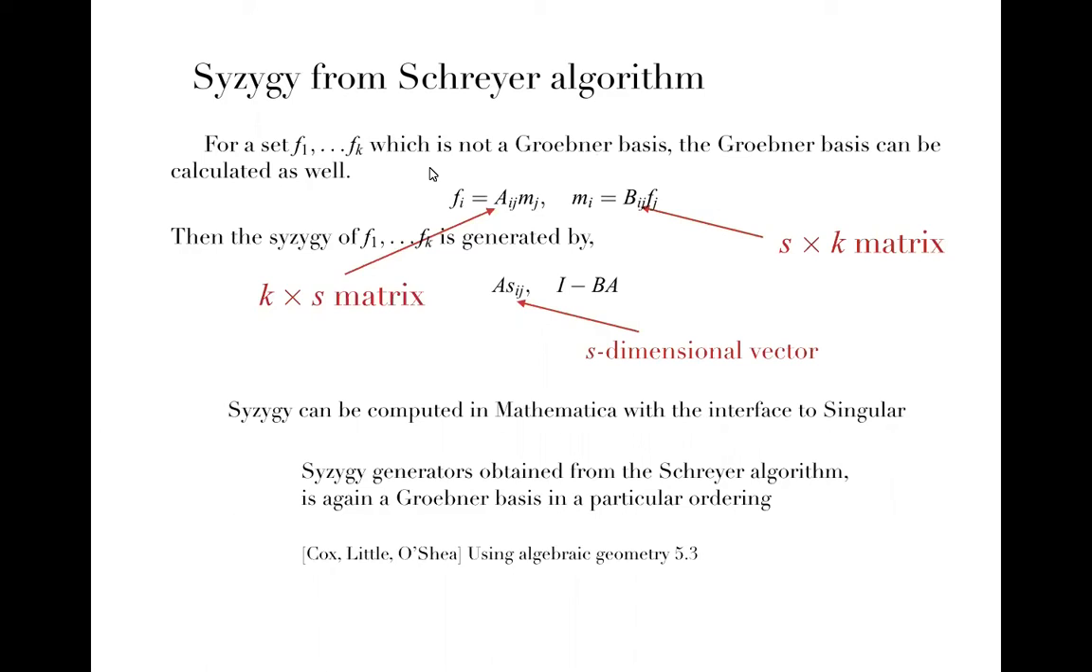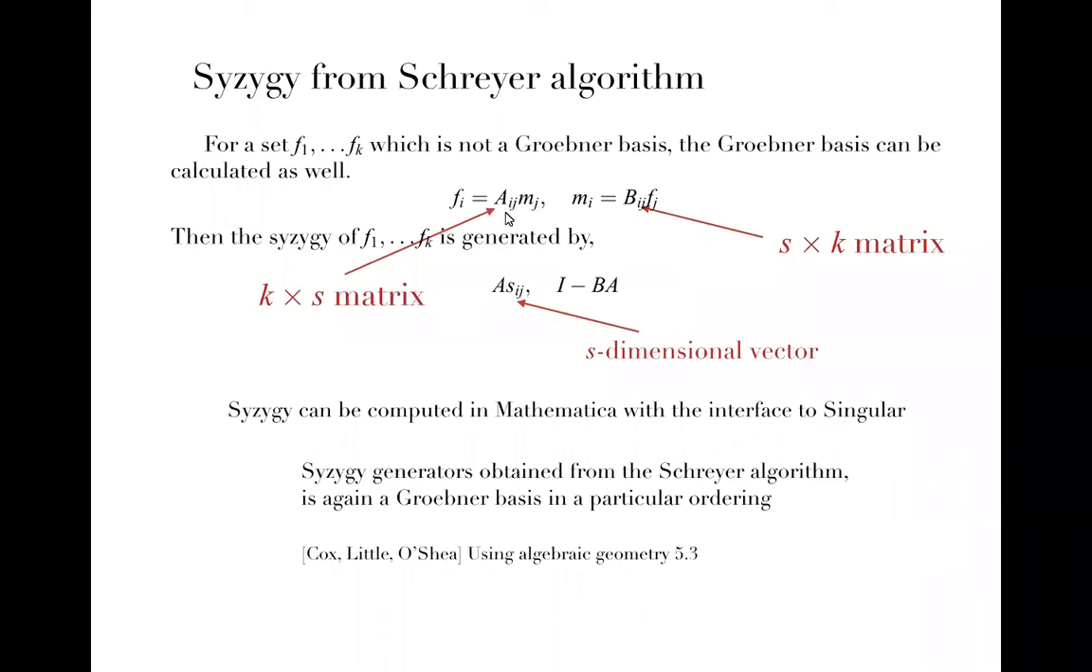So this is not a group of basis. So we can always calculate the group of basis. Say we have this F1 to FK, we can calculate the group of basis, which is this kind of M, and this F must be expanded by the group of basis, okay, like this. But since the group of basis and the F generate the same kind of submodules, there must be another kind of matrix, B matrix. Note that in most cases, A matrix and B matrix are not square matrices. So you have to be careful with the dimensions of the matrices.